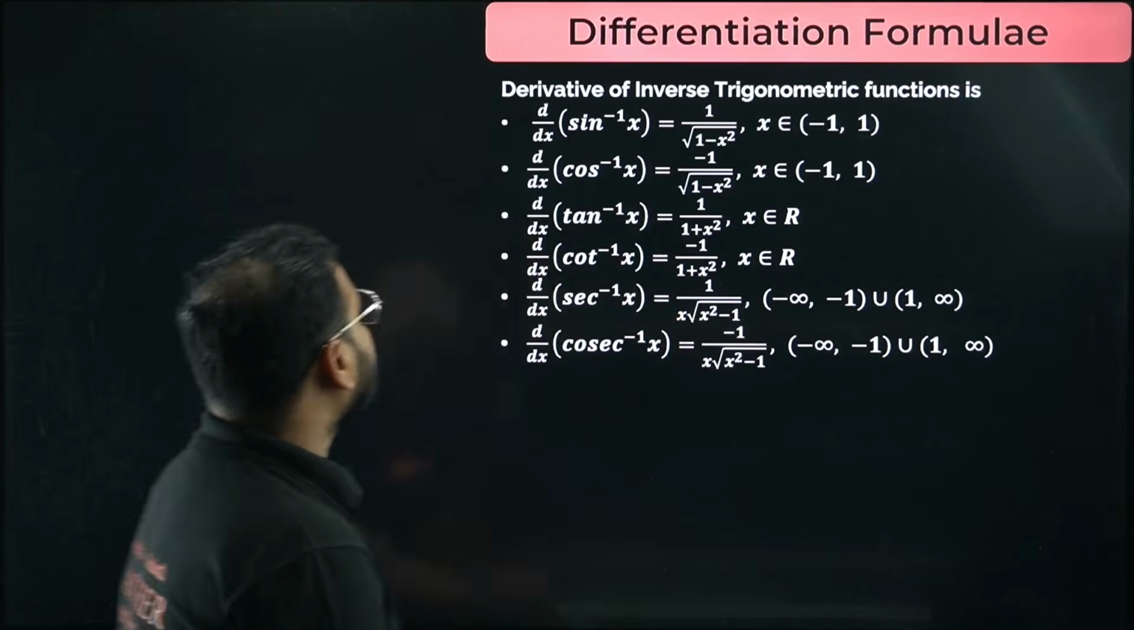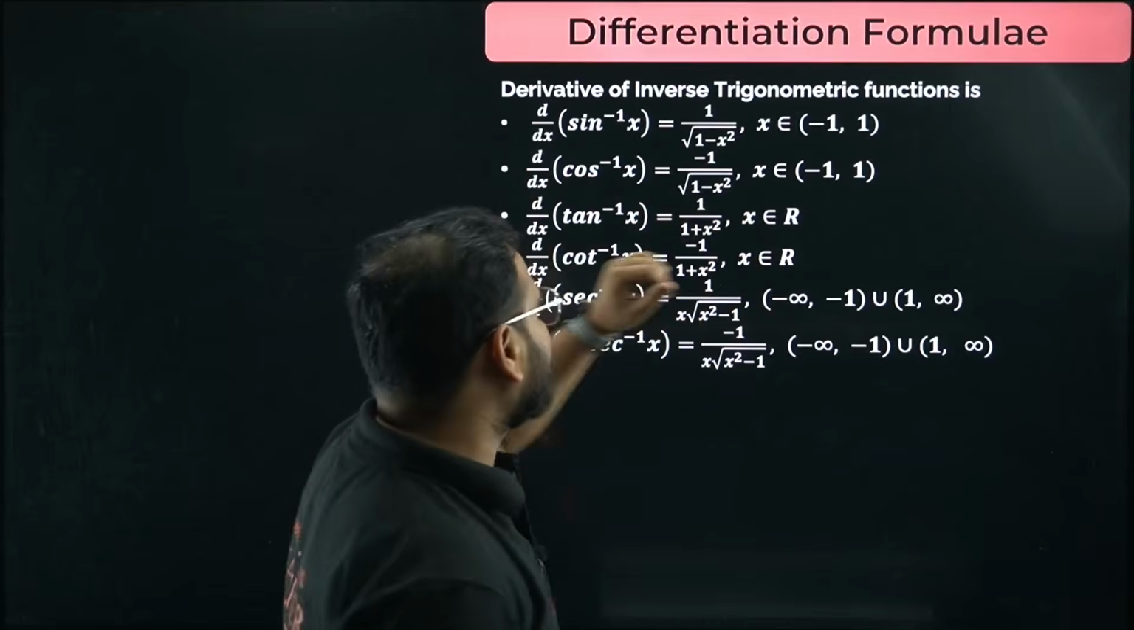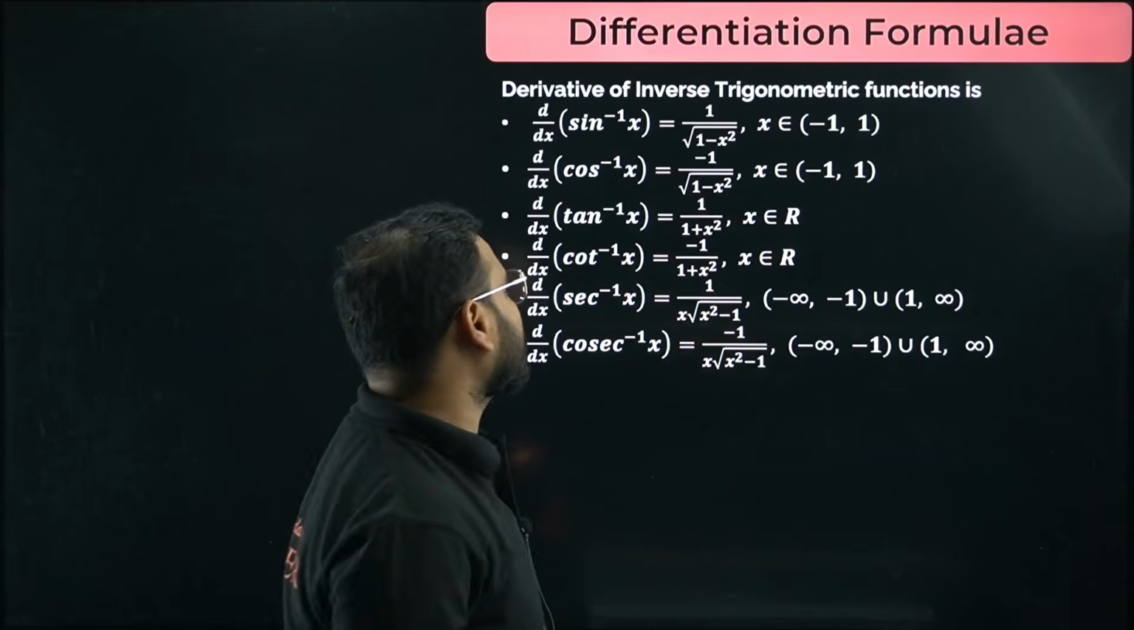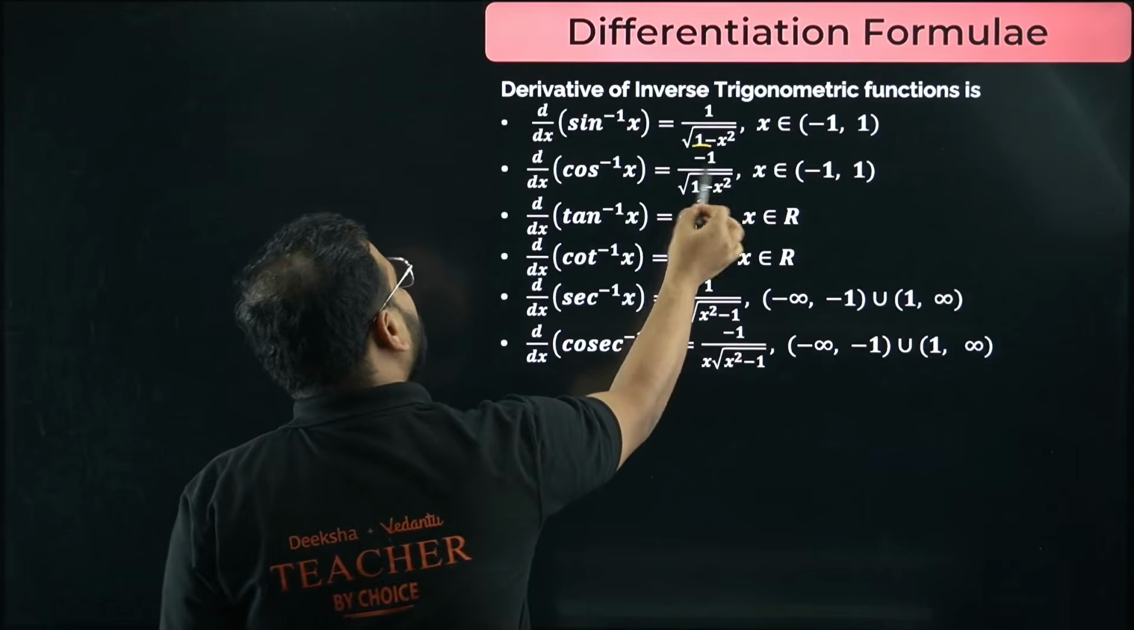Okay. So I have just mentioned some formulas over here from the ITF. For sine inverse we have 1 upon root of (1 minus x square). For cos inverse what I have, sir, is minus 1 upon root of (1 minus x square). Only the difference is the minus 1 over here.